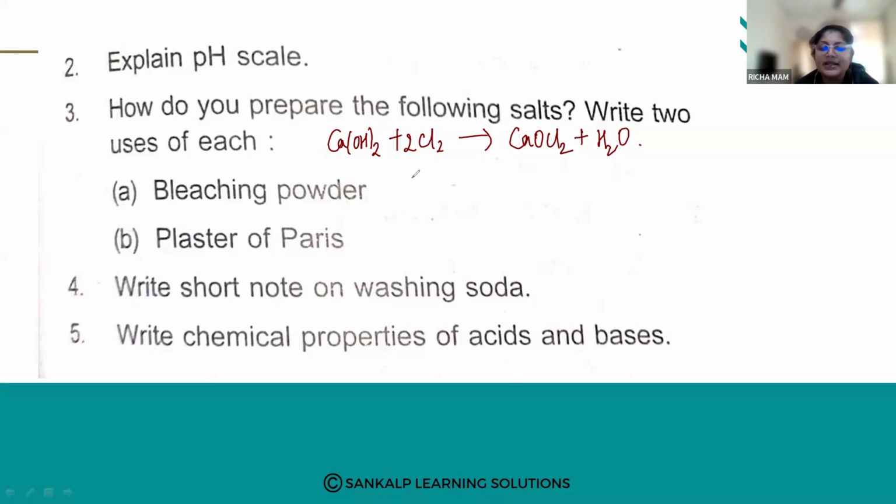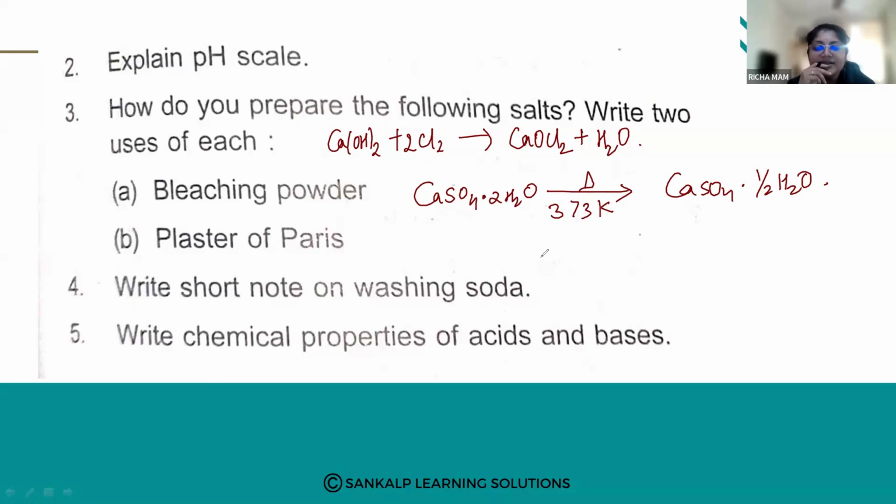Plaster of Paris, how is it prepared? It is prepared by heating gypsum, calcium sulfate dihydrate, CaSO4·2H2O. When you heat it at 373 Kelvin, you are going to get calcium sulfate hemihydrate. That is your plaster of Paris. Now what are the uses of plaster of Paris?